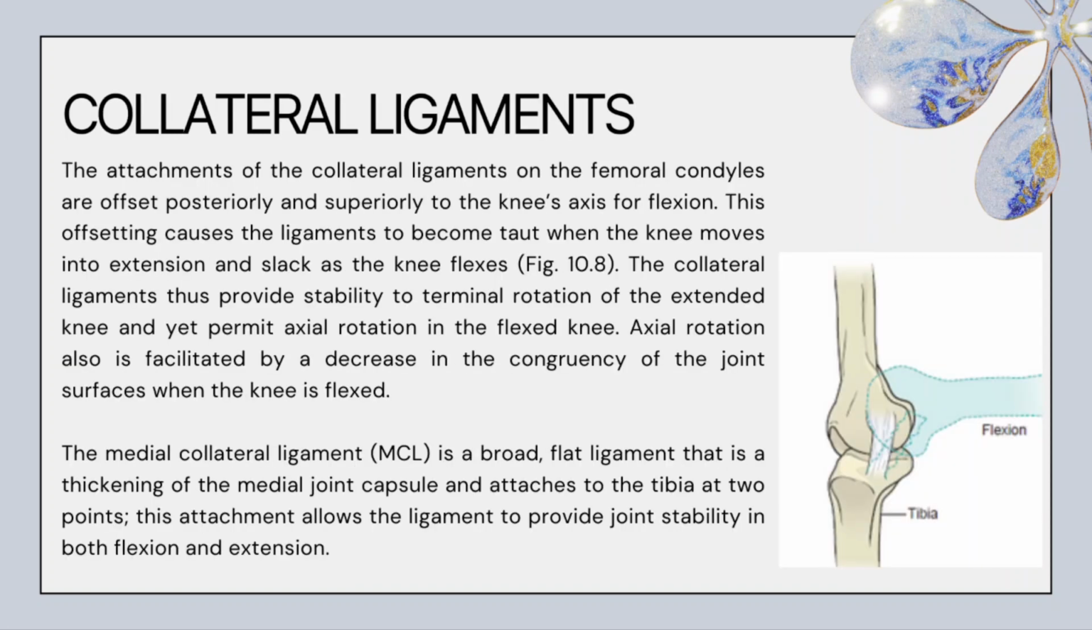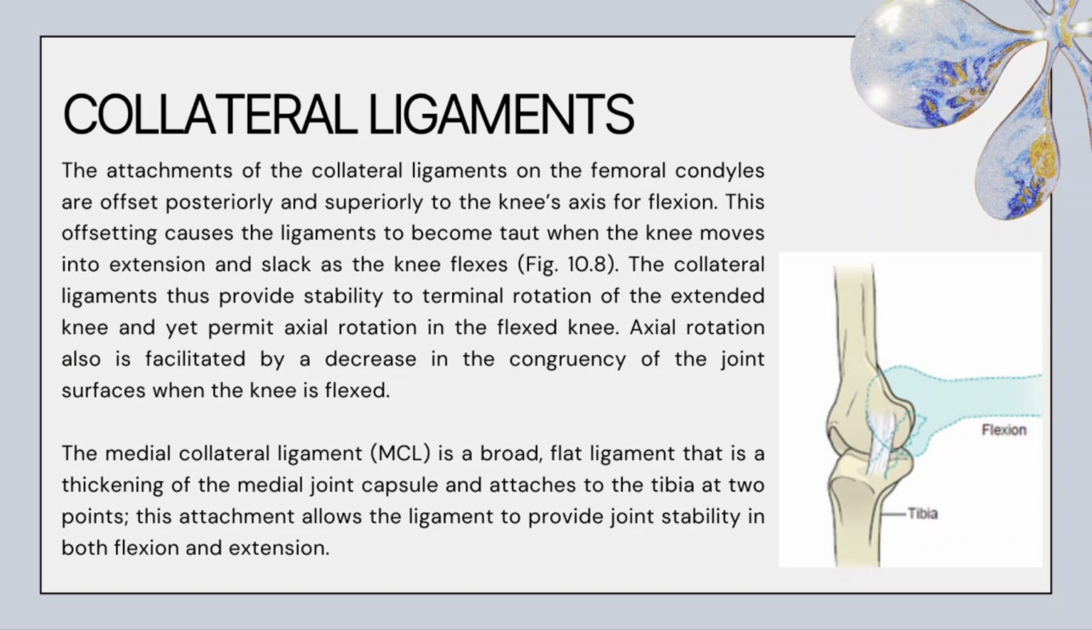Collateral ligaments. The attachments of the collateral ligaments on the femoral condyles are offset posteriorly and superiorly to the knee axis for flexion. This offsetting causes the ligaments to become taut when the knee moves into extension and slack as the knee flexes. The collateral ligaments thus provide stability against terminal rotation of the extended knee and yet permit axial rotation in the flexed knee. Axial rotation is also facilitated by a decrease in the congruency of the joint surfaces when the knee is flexed.